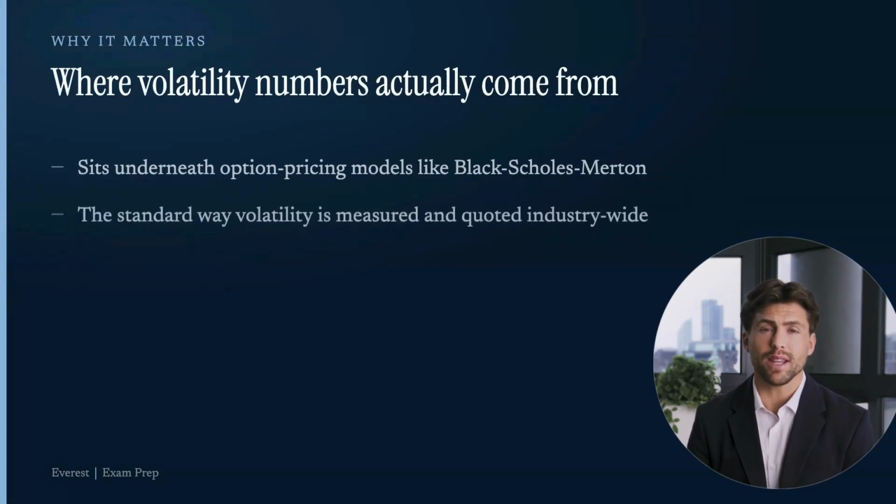This matters because the log-normal distribution sits underneath option pricing models like Black-Scholes-Merton. Continuously compounded returns are the standard way volatility gets measured and quoted across the industry. If you've ever seen an annualized volatility number, this video is where it actually comes from.